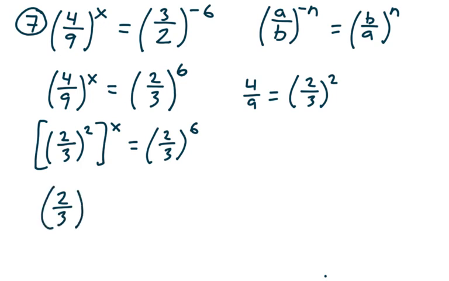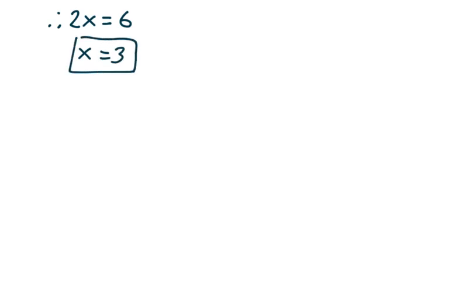So 2/3 raised to the 2x is 2/3 raised to the 6. But if you have 2/3 to the 2x equal 2/3 to the 6th, can we agree that says 2x has no choice but to equal 6? And if I solve for x, I get x equals 3. That's number 7. And let's take a look at one more for this video. We're going to take a look at problem 8.